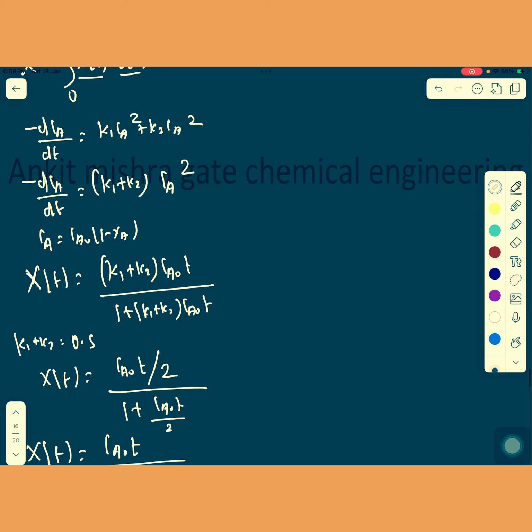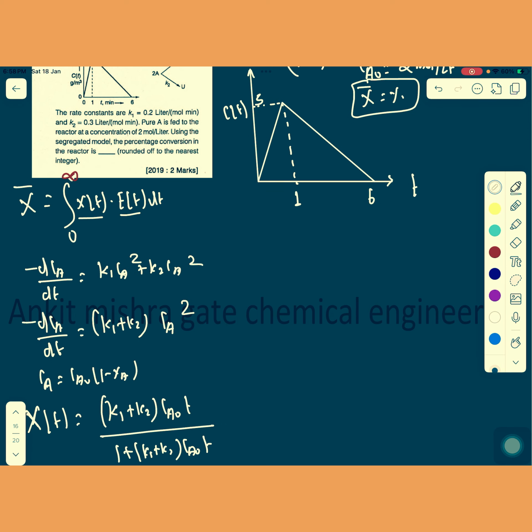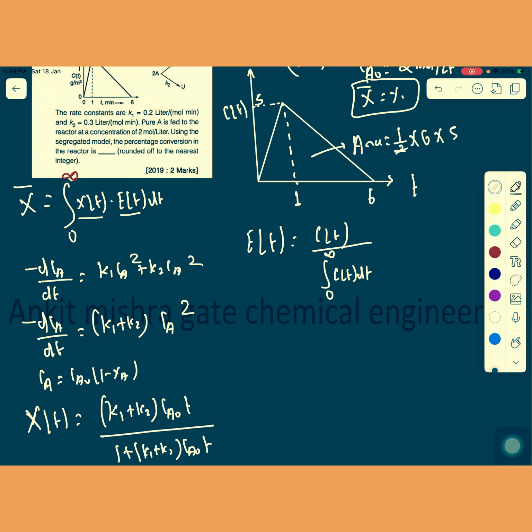Now the next thing is that you have to calculate the E(t) value. So what is E(t)? E(t) is C(t) divided by the integral from 0 to infinity of C(t) dt, which is obviously the area under the curve. So the area under the curve you can calculate here. Area is half multiplied with base 6 and height 5, so that is equal to 15. So the area under the curve is 15, we have already calculated these things.